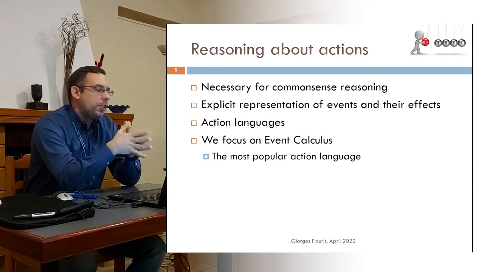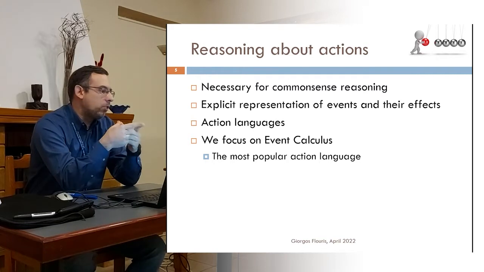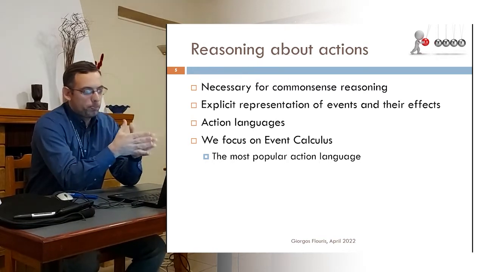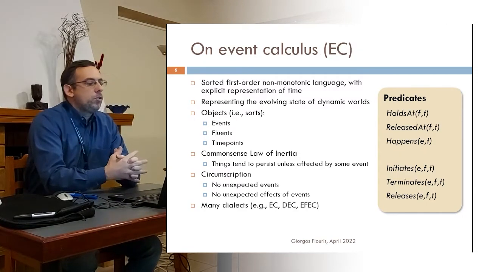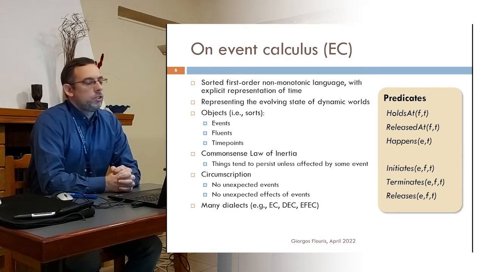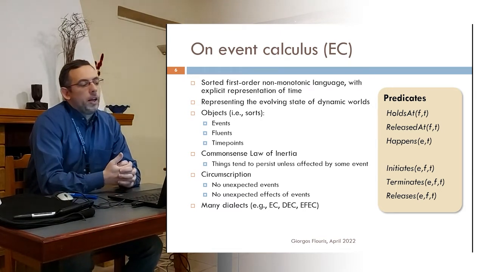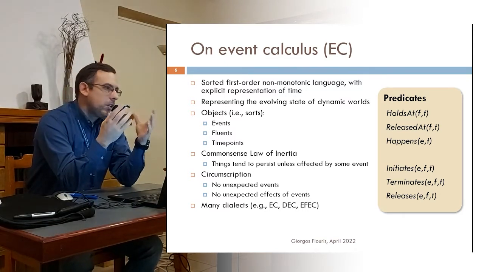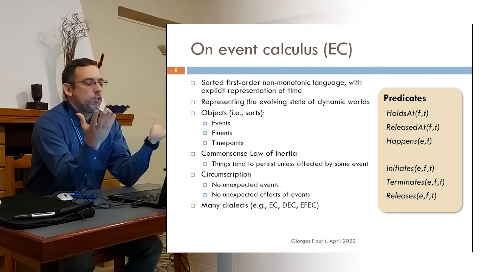And for this, we explicitly represent events and their effects using special languages that we call action languages. Here we focus on event calculus, which is probably the most popular one. Now, what is event calculus? Event calculus is a sorted first-order non-monotonic language with an explicit representation of time. So in the event calculus, we essentially have events which affect the value of fluents. Fluents represent the state of the world.